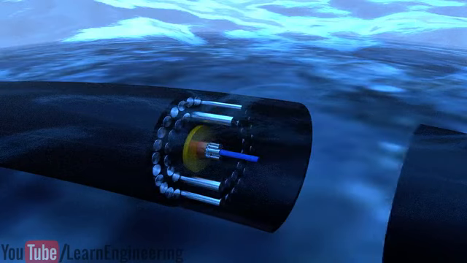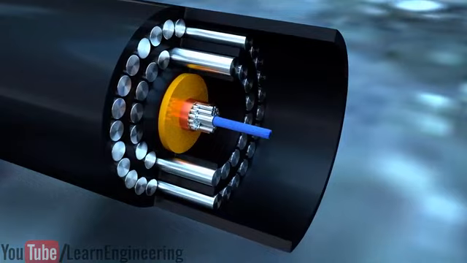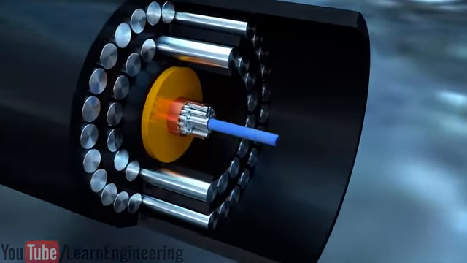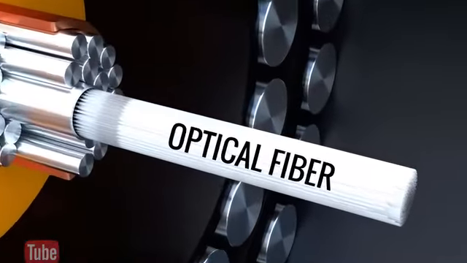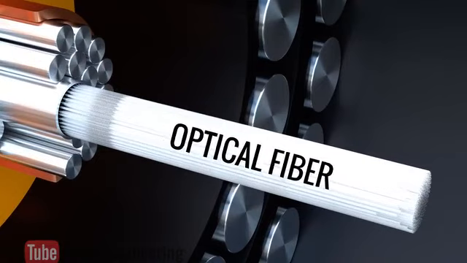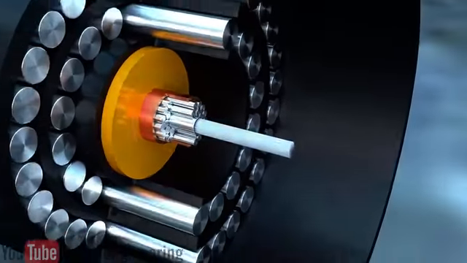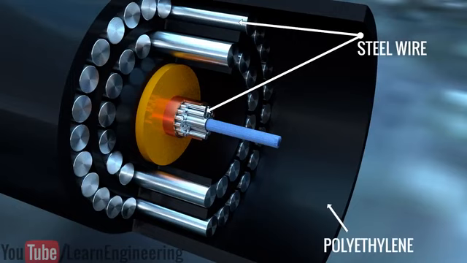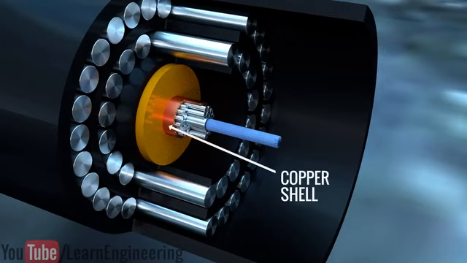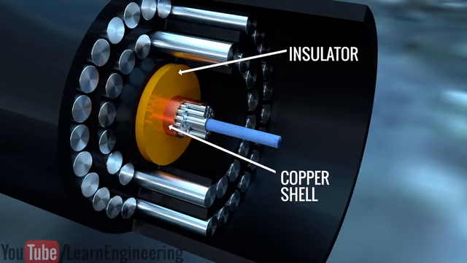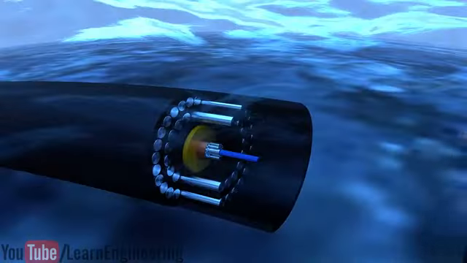A detailed cross-section view of an undersea cable is shown here. You can see that only a small portion of the cable is used for holding the optical fiber. The remaining area of the cable is a mechanical structure for protection and strength. Now, the question is, where does the amplifier get power from under these deep oceans? Well, for this, a thin copper shell is used inside the cable, which carries electric power along the cable so that the amplifiers can be powered.